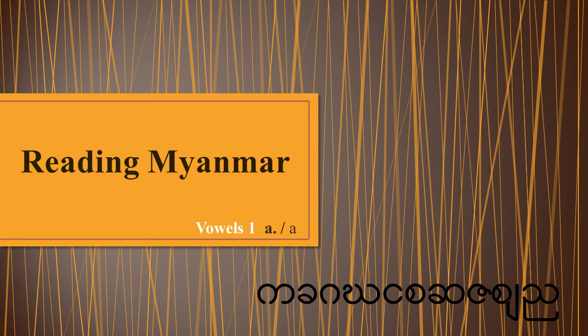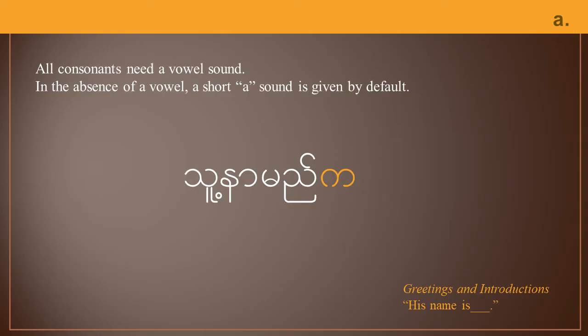Reading Myanmar, Vowels Lesson 1. First of all, consonants need to have a vowel sound associated with them. However, sometimes a consonant has no vowel associated with it. And so in the absence of a vowel, a short A sound is given by default.